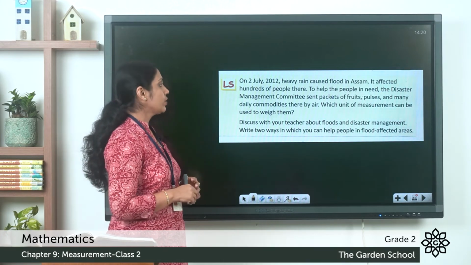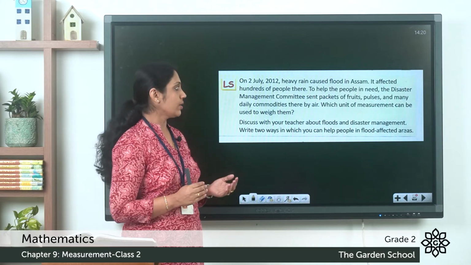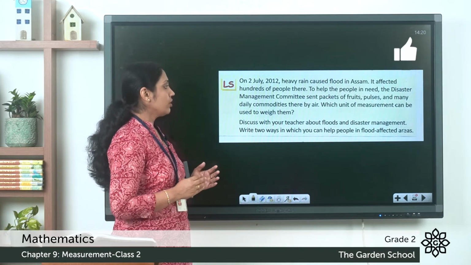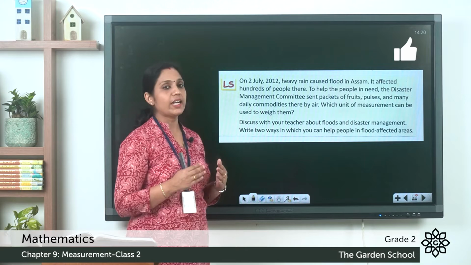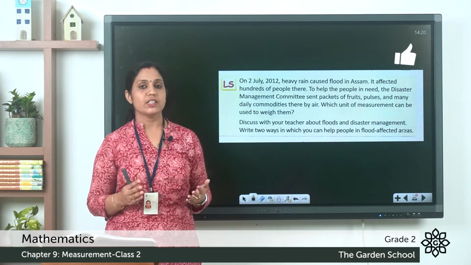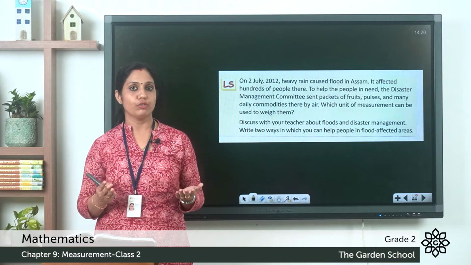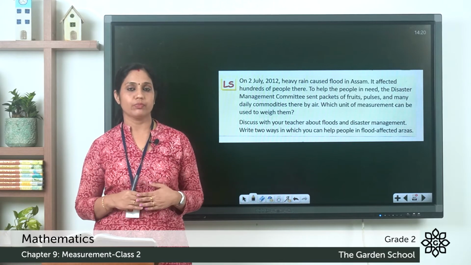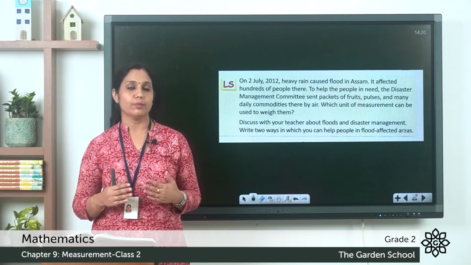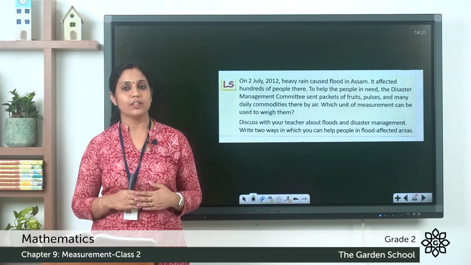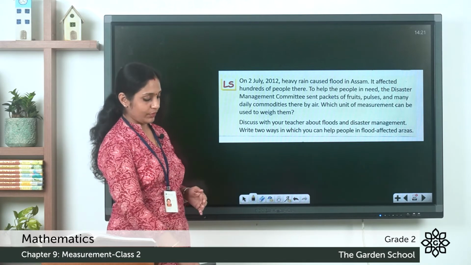Next we have discuss with your teacher about floods and disaster management. Write 2 ways in which you can help people in flood affected areas. Where there is heavy flood, what we can do? We can give food or clothes to them. And you can also think of other measures how you can help the flood affected areas.